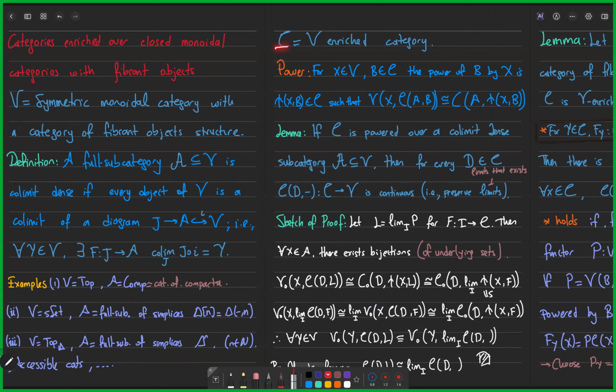So let C be a V-enriched category. Let me remind you what a power is. Sometimes it's called a cotensor. For every X in V and B in C, the power of B by X is an object, pitchfork XB. Sometimes, more generally, it is written BX, such that there is a natural isomorphism like this.